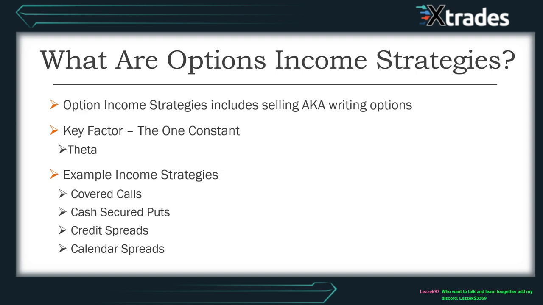And given that time is always moving forward, that means your options premium is always going to be decreasing. That's why income strategies sell options, because it is the one guarantee that options are generally going to be losing value over time. Examples of income strategies that take advantage of this are covered calls, which we'll be talking about today, cash secured puts, credit spreads, and calendar spreads.